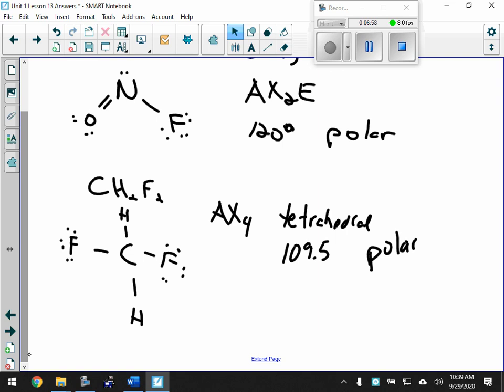Polar. And it doesn't matter where you put the F's, you're not going to get them across from each other. It's not going to happen because they're not across from each other, okay?